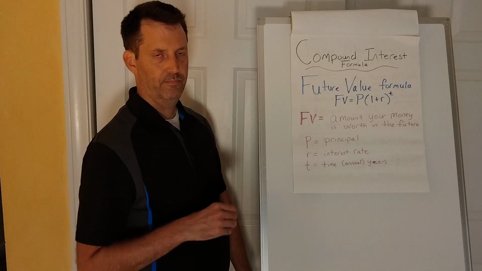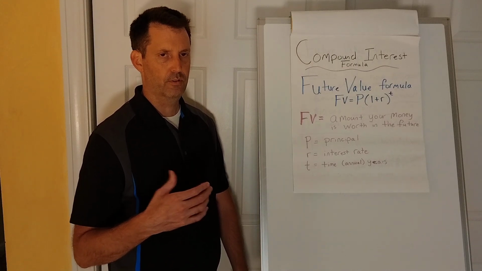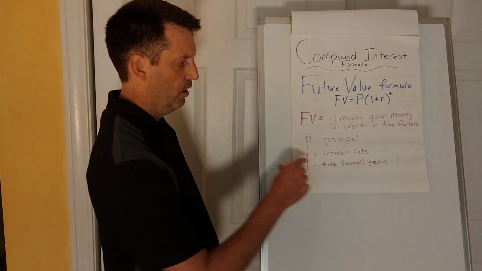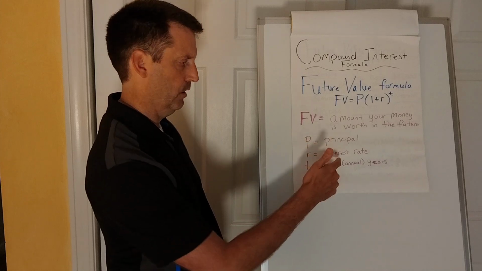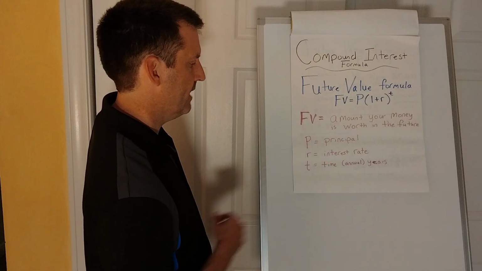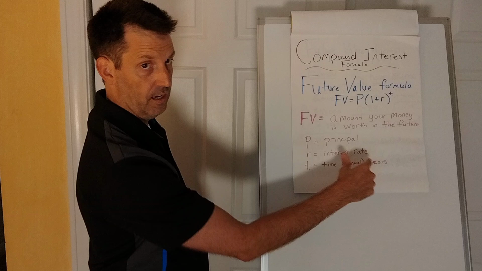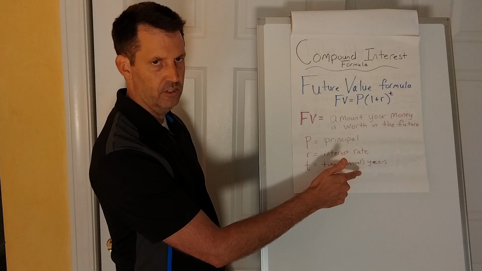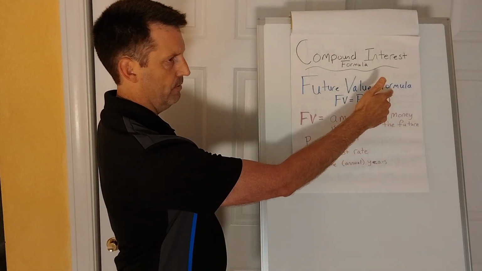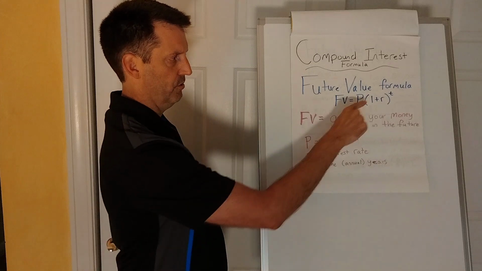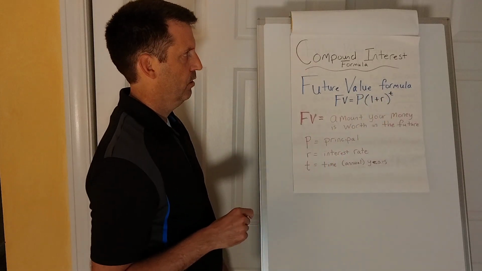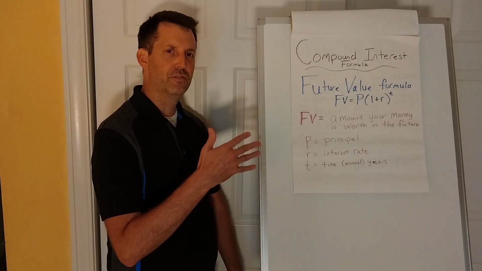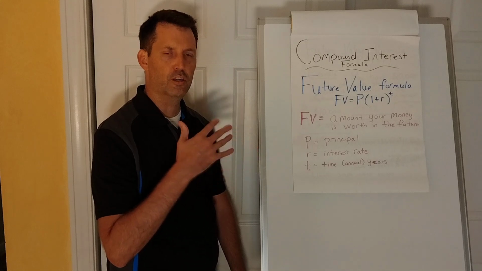R is interest rate. So whether it's a loan or a savings account or money in the stock market, what is the rate of return or the interest rate over time? And T is time. How many periods are there going to be? We're going to talk about it in years today, but over time, how much is this going to compound? Is it going to be over 20 years or what? So let's look at an example of this to make this a little bit more clear.